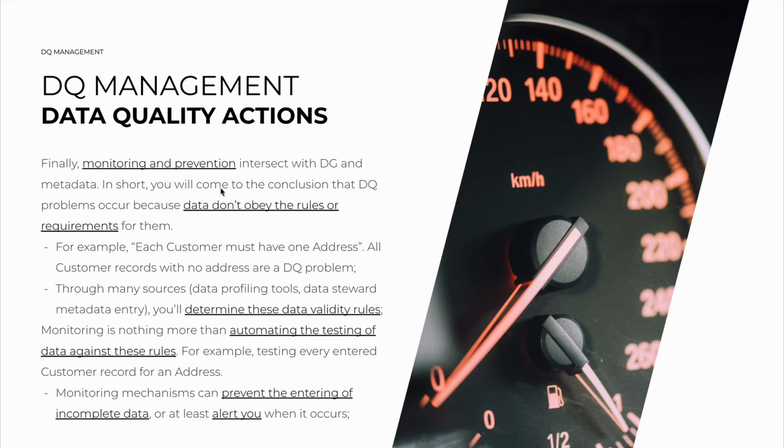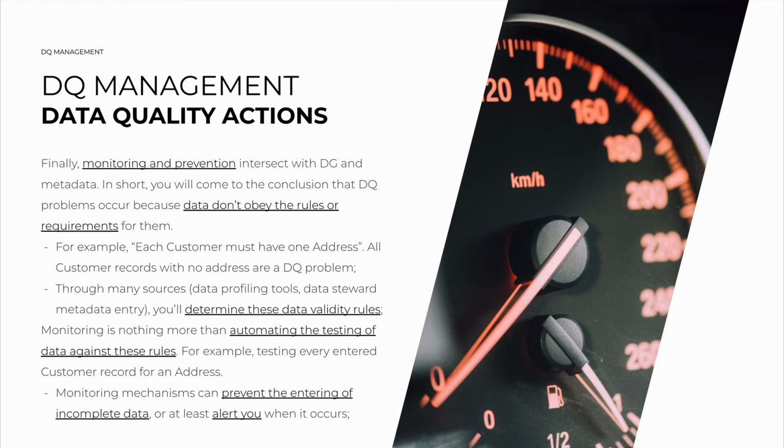In short, you will come to the conclusion that data quality problems occur because the data don't obey the rules or the requirements that we have for them. And they usually don't obey these expectations because we don't have controls forcing them to obey them. For example, let's say that each customer must have an address. That's a data validity rule. All customer records with no address are officially a data quality issue that must be tracked, must be profiled, and must be remediated.